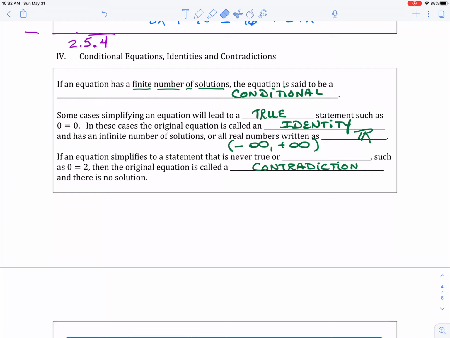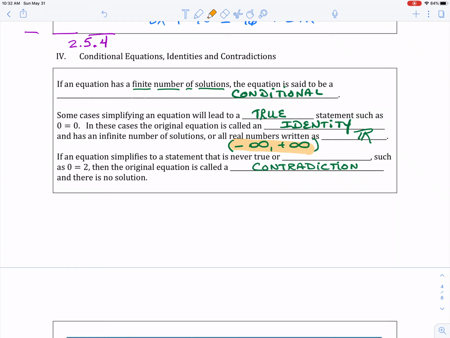Sometimes an equation will have infinitely many solutions. It means no matter what value you replace the variable with, it's going to balance. Those are called identities. And you will identify the answer by using negative to positive infinity. It's called interval notation. Or you can use kind of a funny symbol for real numbers, which is a funny capital R symbol.